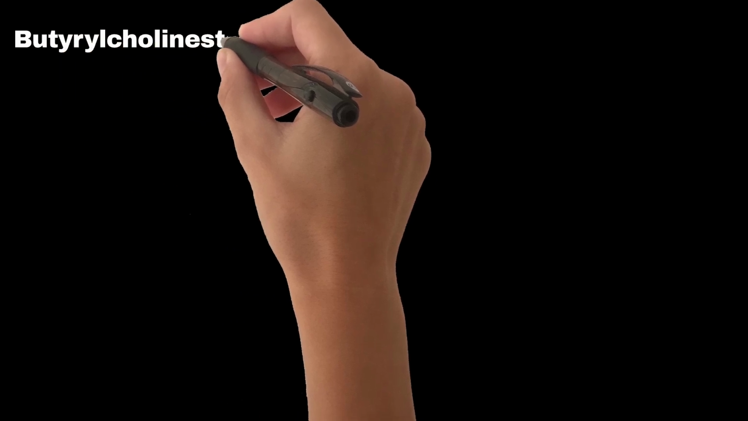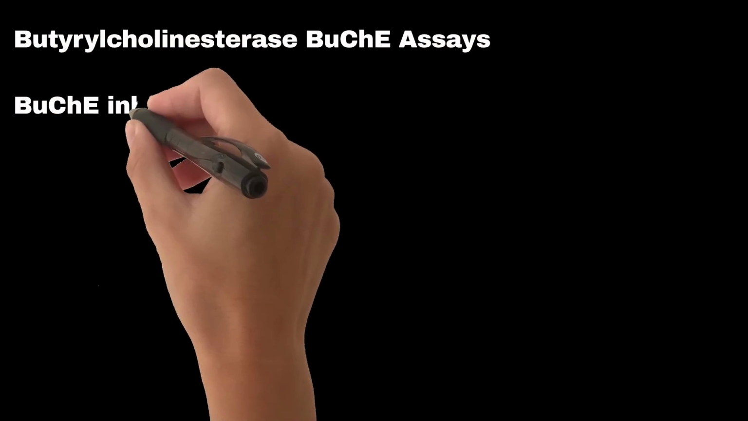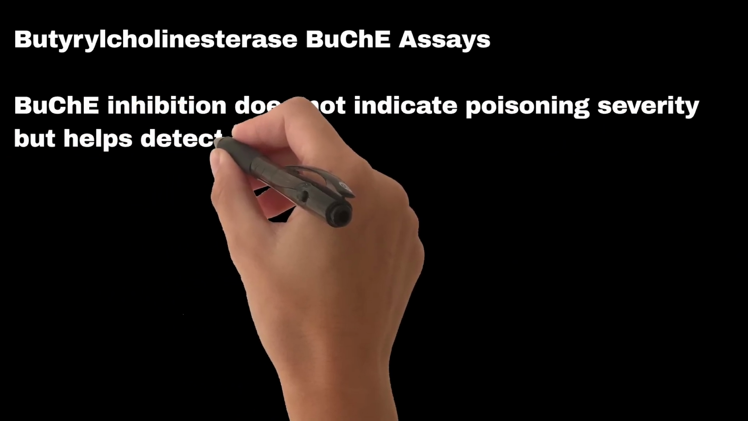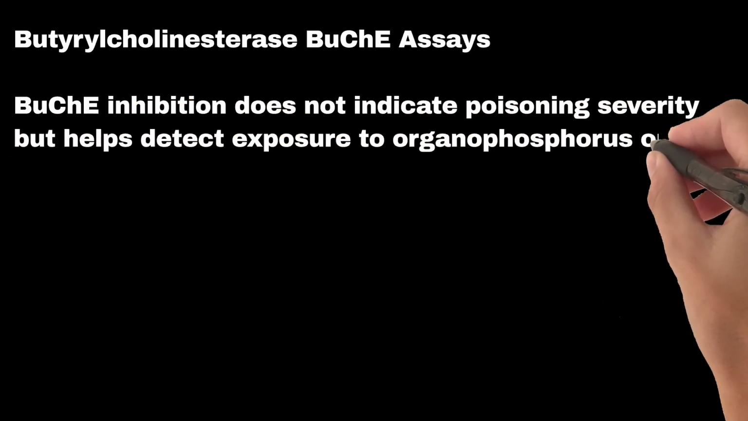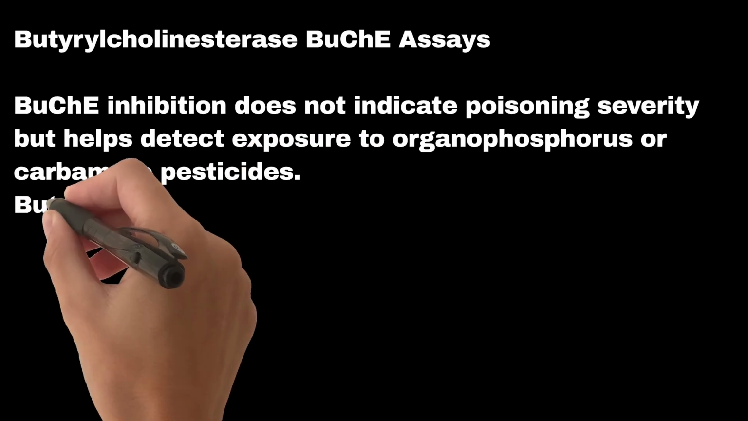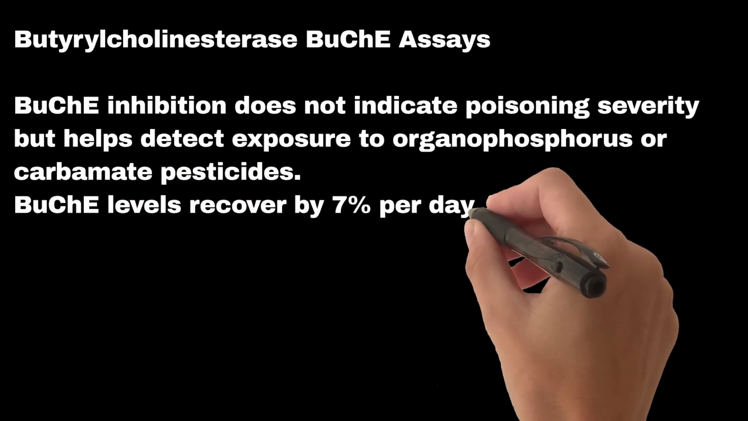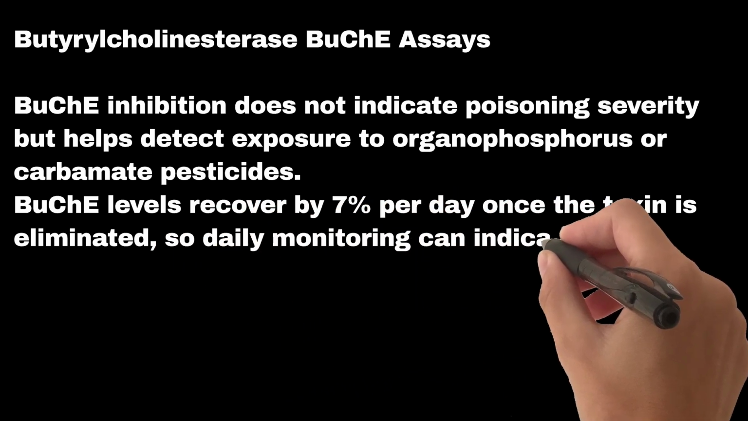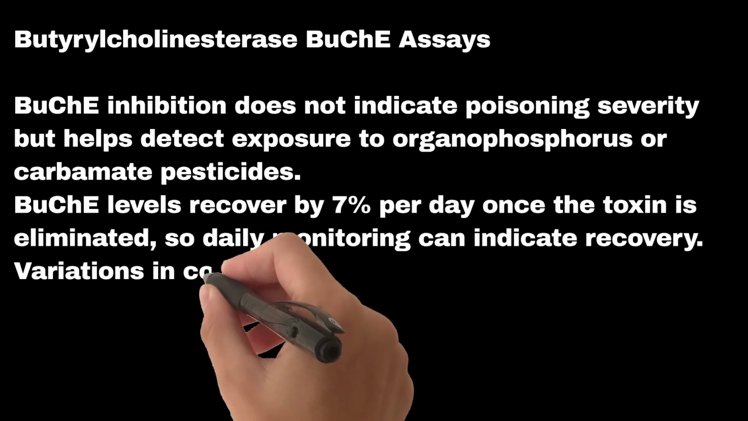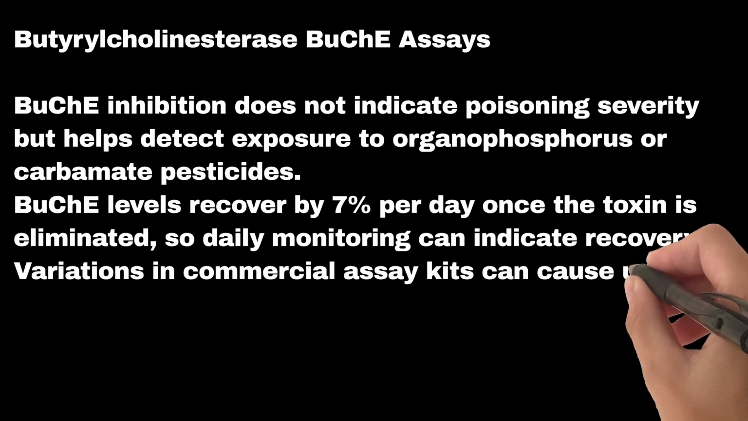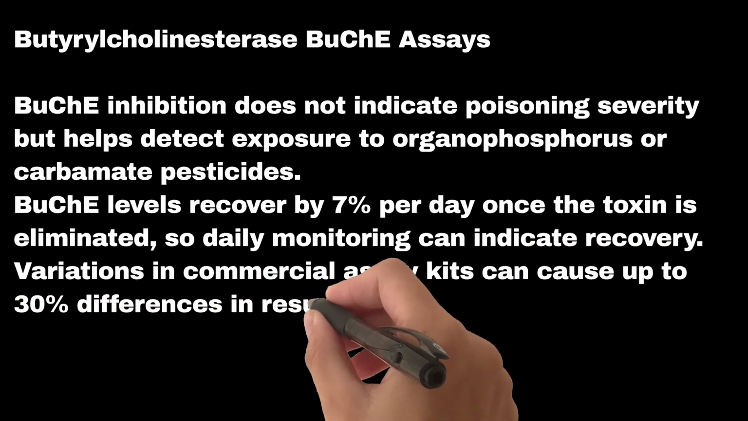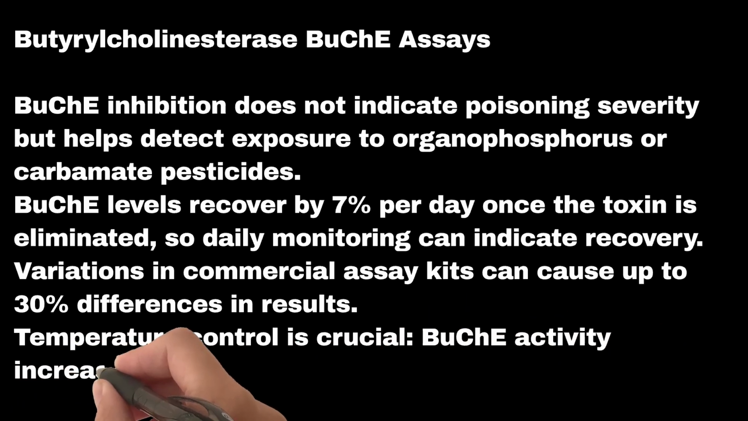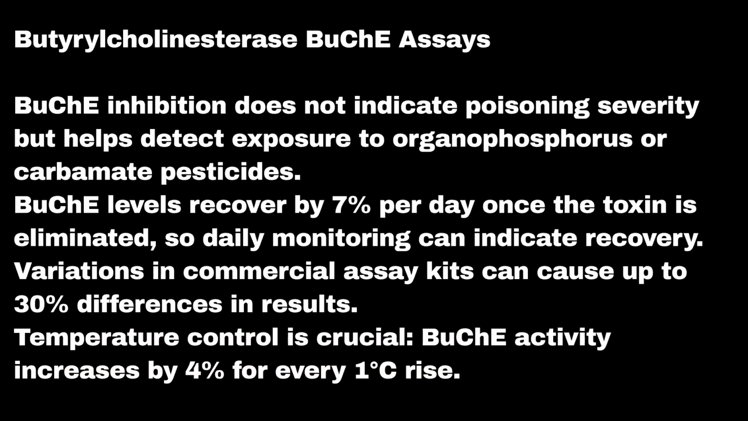The vital points regarding butyrylcholinesterase assays are: butyrylcholinesterase inhibition does not indicate poisoning severity but helps detect exposure to organophosphorus or carbamate pesticides. Butyrylcholinesterase levels recover by 7% per day once the toxin is eliminated, so daily monitoring can indicate recovery. Variations in commercial assay kits can cause up to 30% differences in results. Temperature control is crucial. Butyrylcholinesterase activity increases by 4% for every 1 degree Celsius rise.